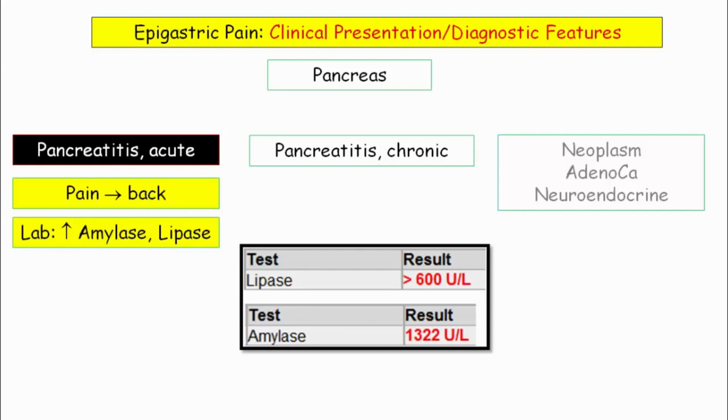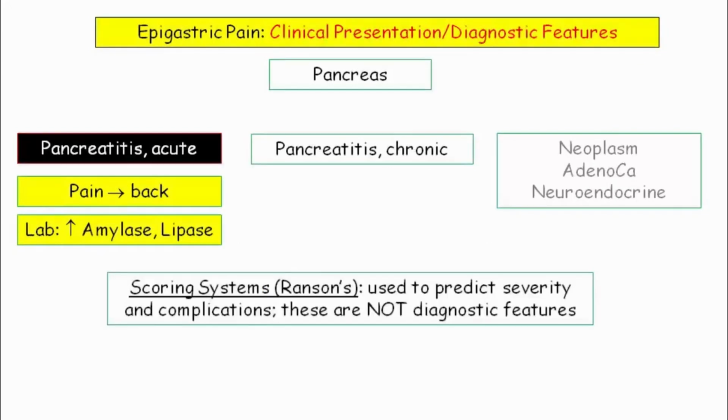If labs are offered, they will include elevations of amylase and/or lipase. Do be aware, there are scoring systems for the severity of acute pancreatitis which relate to outcomes, but these are not part of the diagnostic criteria. So for instance, a patient might have a high white blood cell count or low calcium level, but these are markers of severity. They are not required to make a diagnosis of acute pancreatitis.